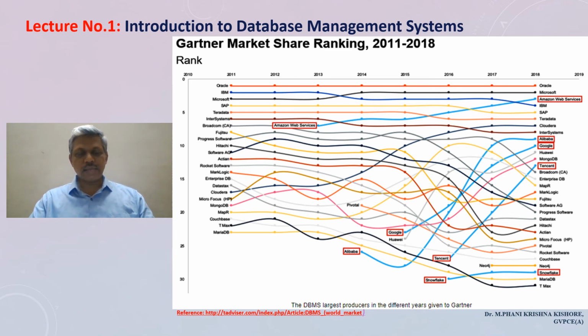Gartner's market share ranking is provided here from 2011 to 2018. I have taken this from the website tedvisor.com. Here you can observe that Oracle is a front runner, still ranking number 1, and IBM is at number 2. A slight loss is there for IBM in the market share, and Microsoft is picking up very recently and gaining market share. Microsoft is the second one.